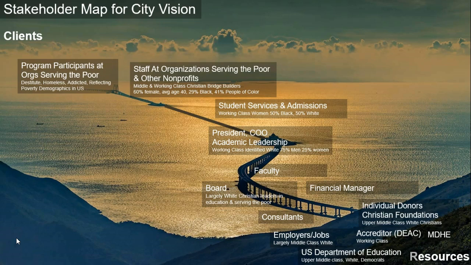Missouri Department of Higher Education, you always have to have a state that you're licensed out of, and we're licensed out of Missouri. And then the U.S. Department of Education, honestly, our biggest challenge is working with the U.S. Department of Education, which I would say is dominated by upper middle class white Democrats, and they create regulations that honestly make it very difficult for us to effectively serve at-risk communities.